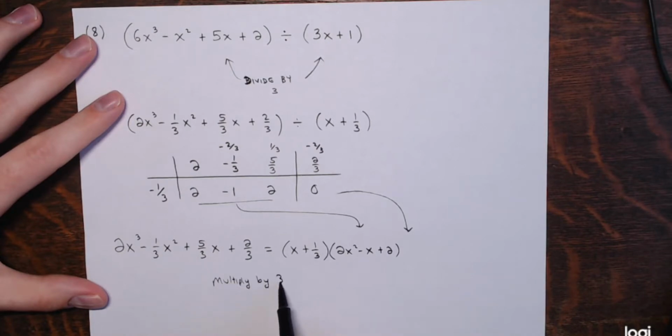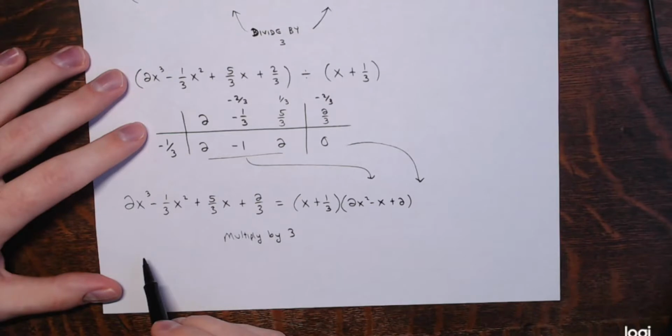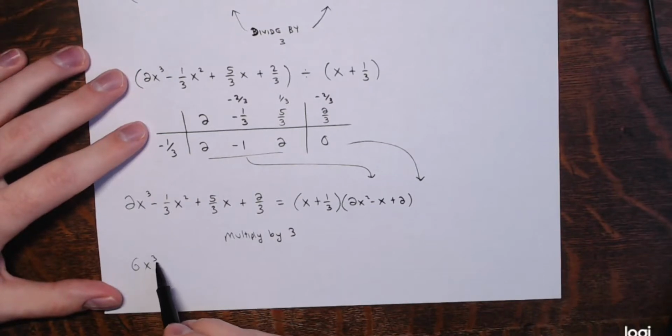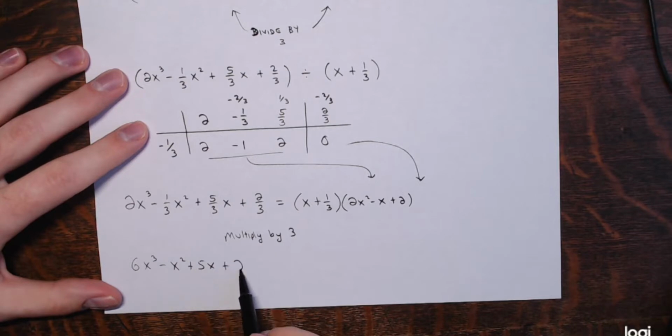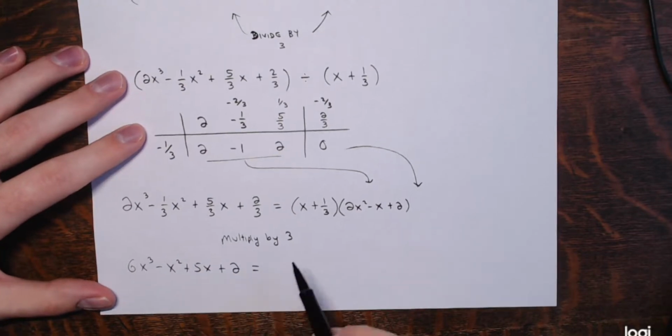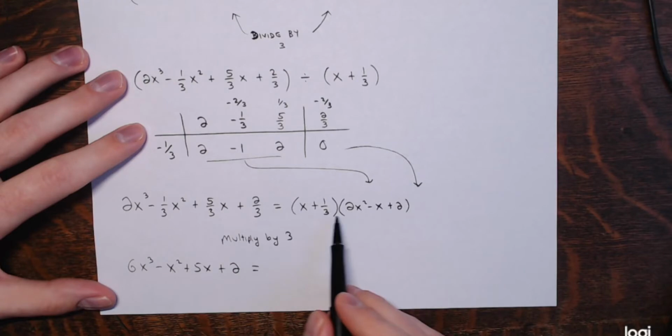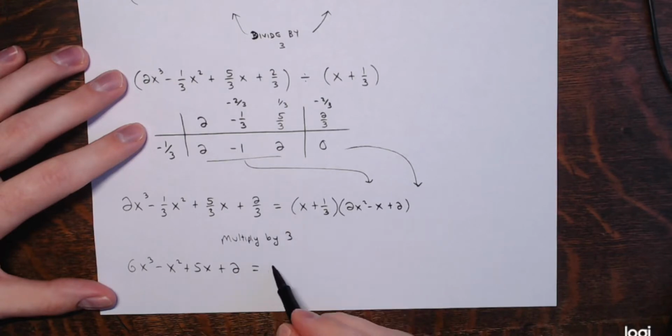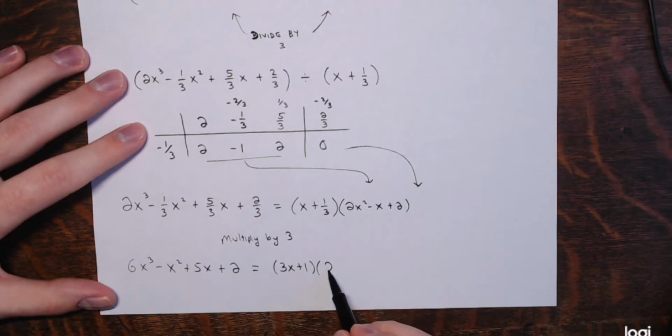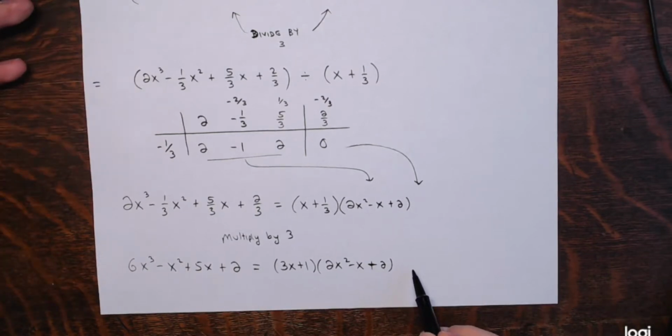Right, so the left side becomes the original dividend, 6x cubed minus x squared plus 5x plus 2. That's the original dividend. And then multiplying this by 3, again, you only pick one of them. I'm going to pick this one, so we get the 3x plus 1, right? The original divisor times the quotient. The quotient is still 2x squared minus x plus 2. And multiplying 0 by 3 is still 0, right? The remainder is still 0.